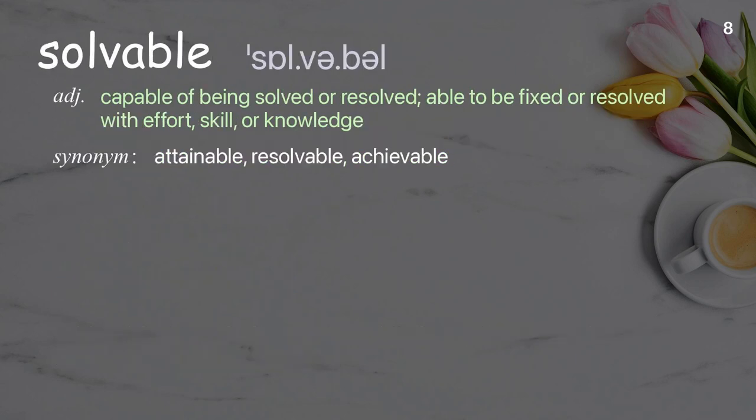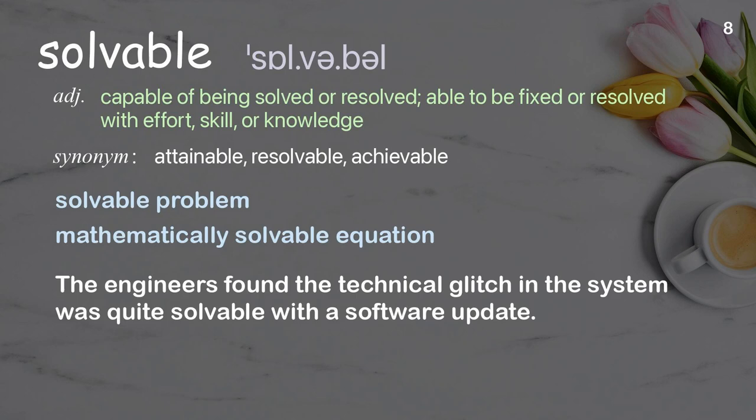Solvable. Capable of being solved or resolved, able to be fixed or resolved with effort, skill, or knowledge. Examples. Solvable problem. Mathematically solvable equation. The engineers found the technical glitch in the system was quite solvable with a software update.